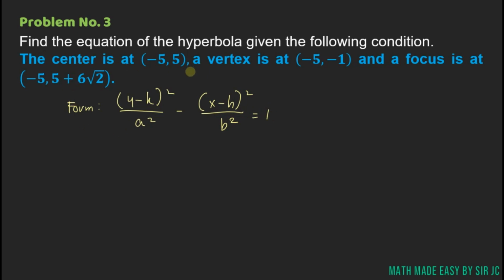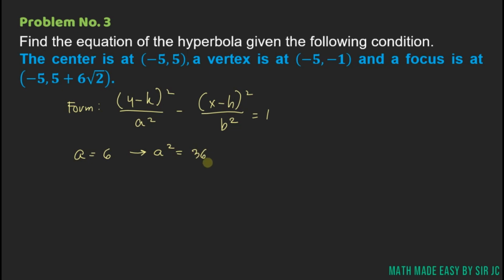We already have the center, so we have to find a. We know that a is the distance from the center to the vertex. So let us get the distance from the center, -5, 5, to the vertex, -5, -1. Same x, so what is the distance of 5 to -1? We subtract 5 minus -1, so 5 plus 1, 6. Therefore, a is equal to 6. You can count 5, then 4, 3, 2, 1, 0, -1. That is 6. It follows that a squared is 36.